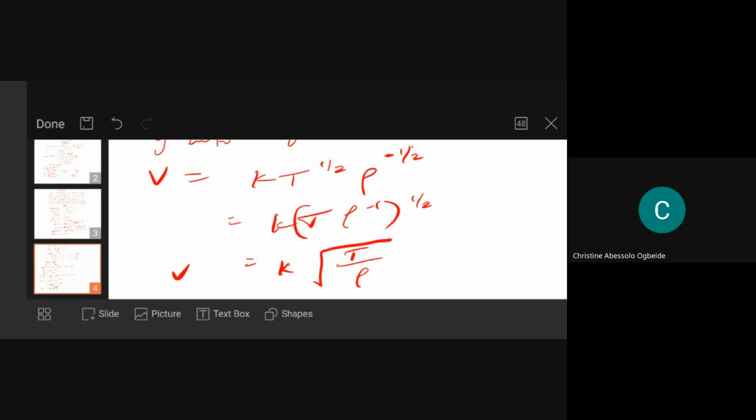So the velocity relationship is such that v is equal to a constant multiplying the square root of t all over rho, where rho is simply the mass per unit length.